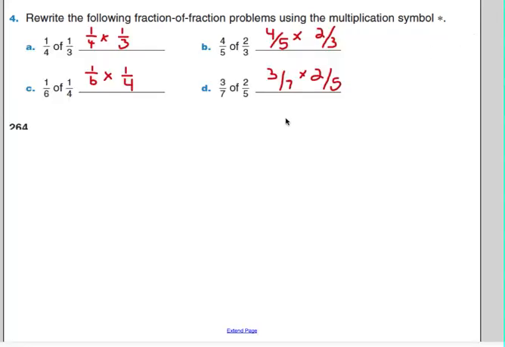Now, at the bottom of page 264, I want you to complete number 4. Pause this video, and then after you're done, resume it. Just rewrite the problems using the multiplication symbol. Okay, you have rewritten the problems, and here's what you should get for your answer.